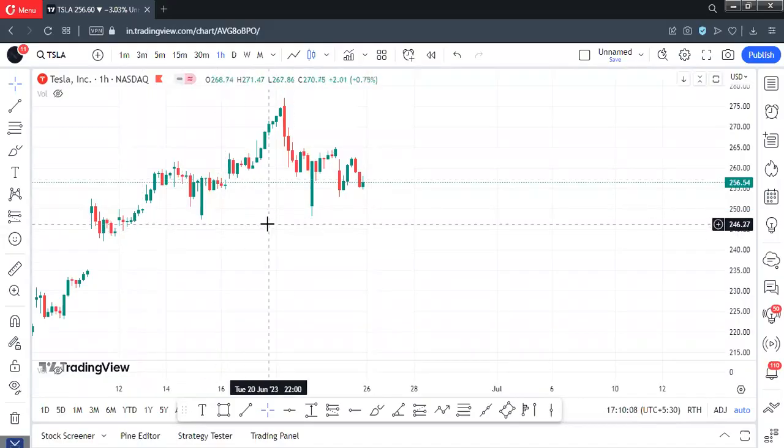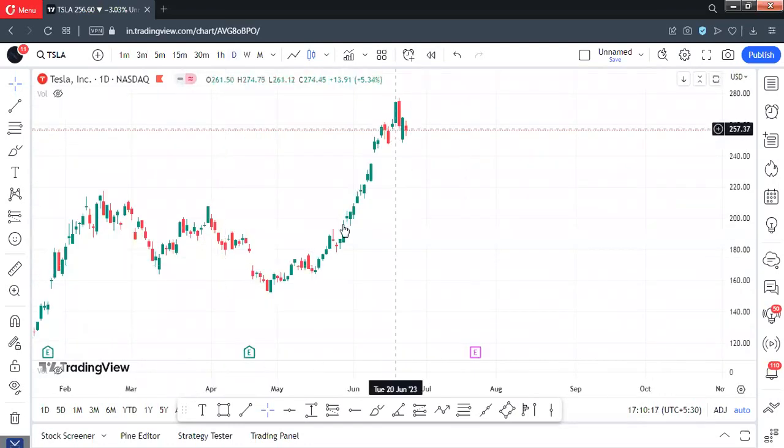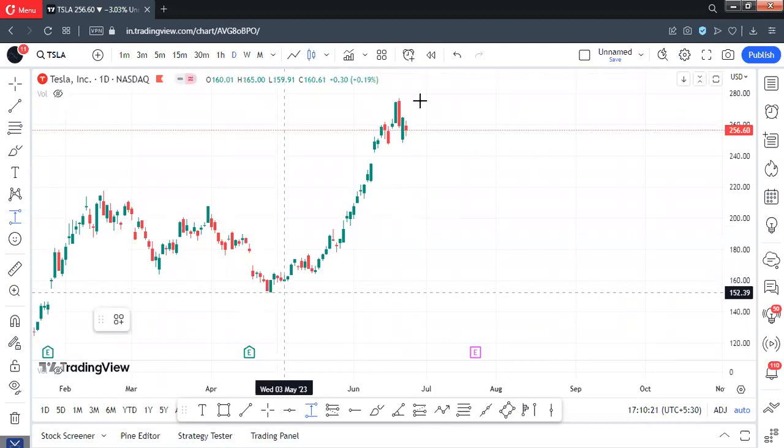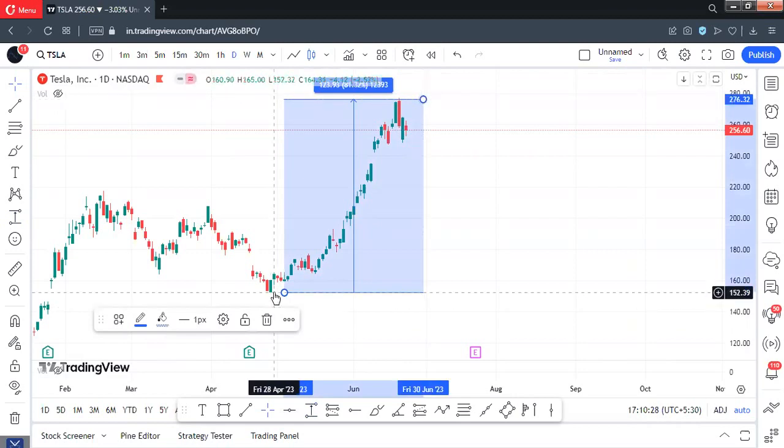Okay, this is a Tesla stock chart. If we see in daily frame, it is in uptrend. It gave almost 81% return in just April, May, 2 months.